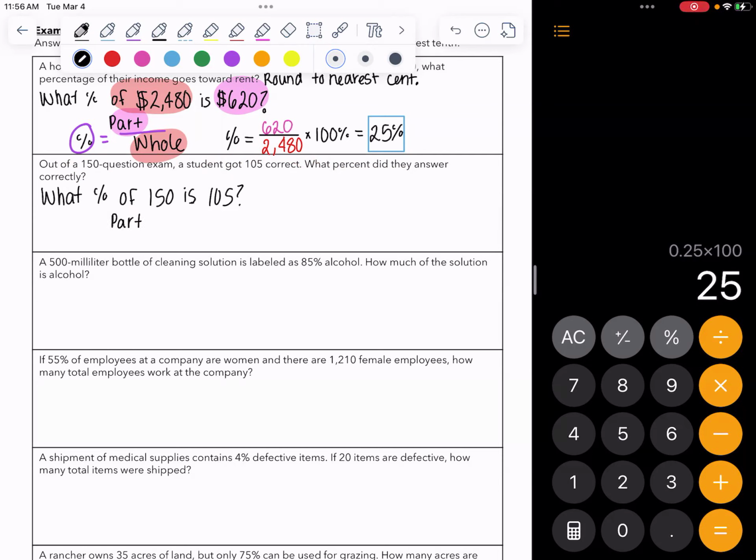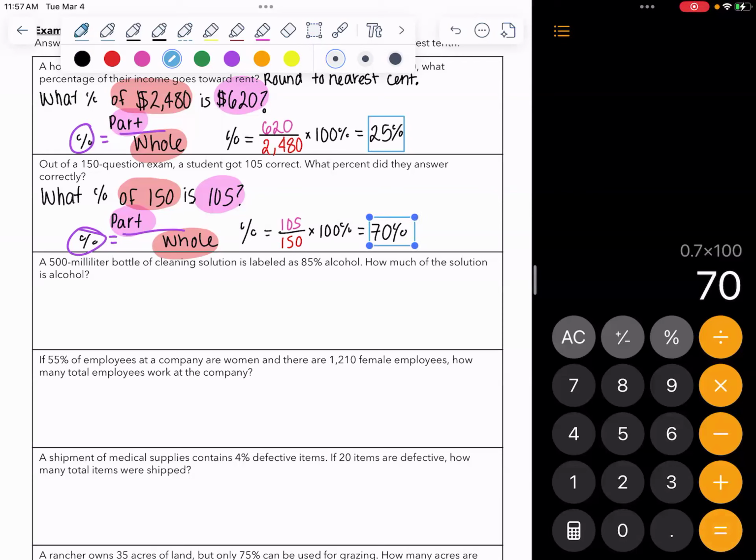Again, our little triangle: part, percent, whole. We're solving for a percent here. This will be part divided by whole. The "of" tells us our whole, so the whole is 150. 105 is the part. So the percentage is going to be the part, 105, divided by the whole, 150, and then multiplied by 100%. So 105 divided by 150 times 100% is 70%. They got 70% of the questions correct.